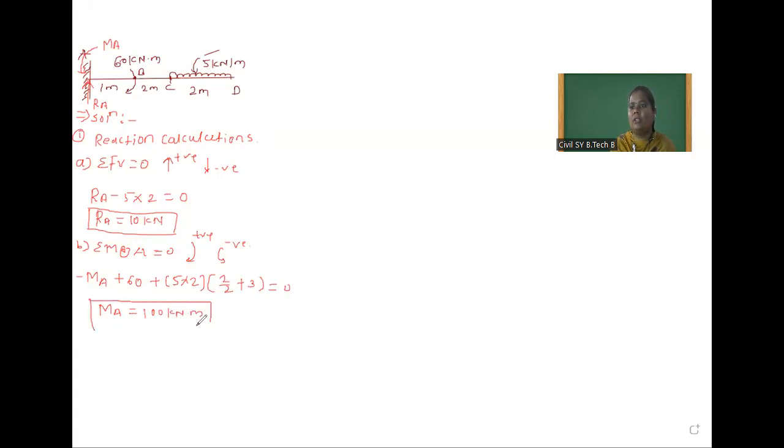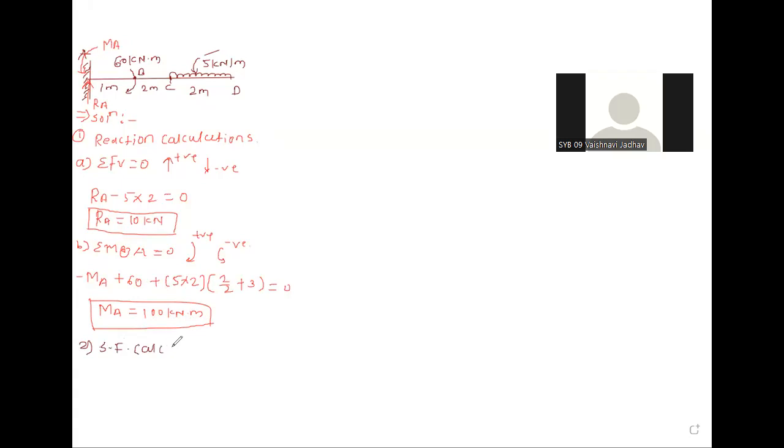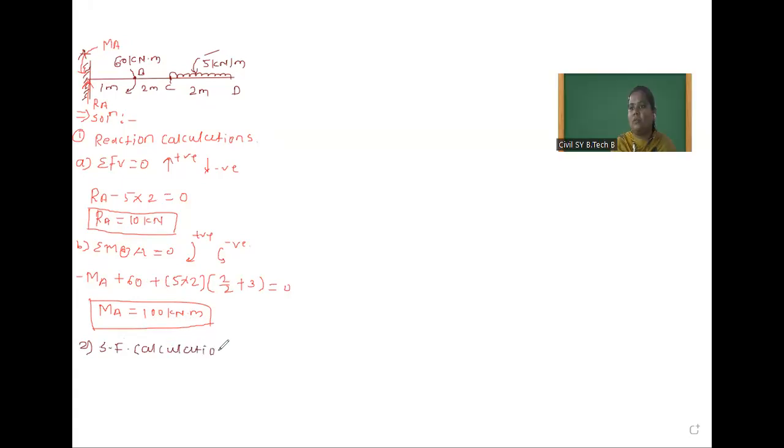So now our first step, the reaction calculation, is done. After that, we move towards the second step. The second step is related to SF calculations, shear force calculations. For this, we will start from this point A. So the reaction at A is equal to 10 kilonewton.